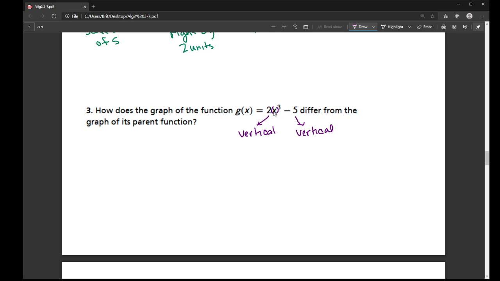Now when I multiply by a number, I'm looking for a stretch or a compression. It's not negative, so it's not a reflection. So because 2 is bigger than 1, this is a vertical stretch with a scale factor of 2. Now here I'm adding or subtracting, so this is a translation. And the vertical translation is very straightforward, right? Plus is up, minus is down. So this one is going down by 5 units.